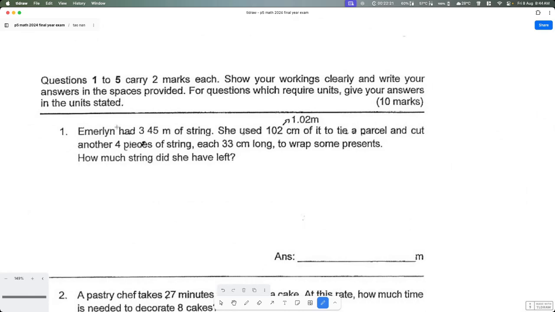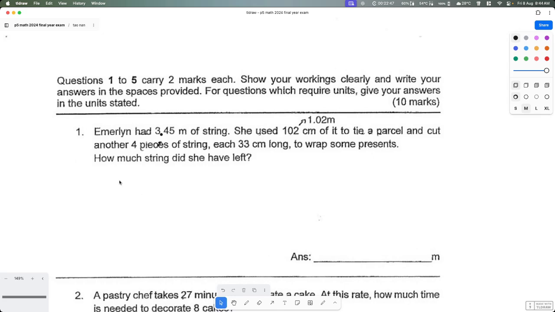Okay, so it says here Merlin had 3.45 meters of string. She used 102 centimeters or 1.02 meters to tie a parcel and cut another 4 pieces of string, each 33 centimeters long, to wrap some presents. How much string did she have left?